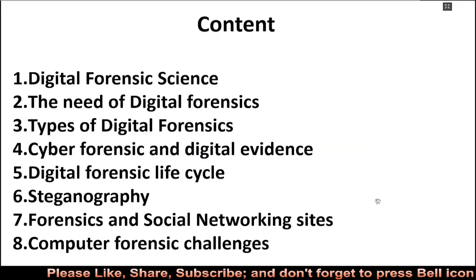Today we are going to discuss first what is digital forensic science, the need of digital forensics, types of digital forensics, cyber forensics and digital evidence, the digital forensic life cycle, then steganography, with some examples. Then forensics on social networking sites, and then the different computer forensics challenges in this first session. So let's begin with forensics.